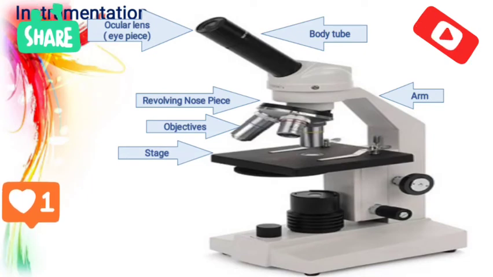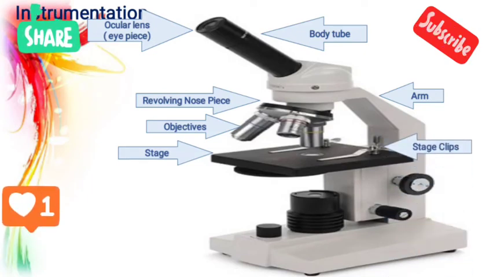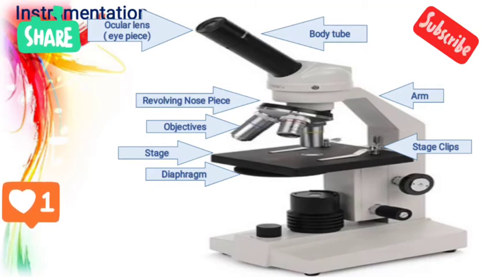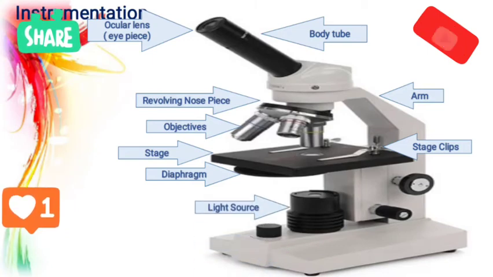Then the stage, where the specimen is kept. Then the stage clips. Stage clips are used to hold the slide on which the specimen is kept. Then the diaphragm, the base lens through which the light or the sunlight is focused through the specimen. Then we have the light source. Instead of a light source, we can also use a mirror which imparts sunlight. Then we have the base of the microscope.